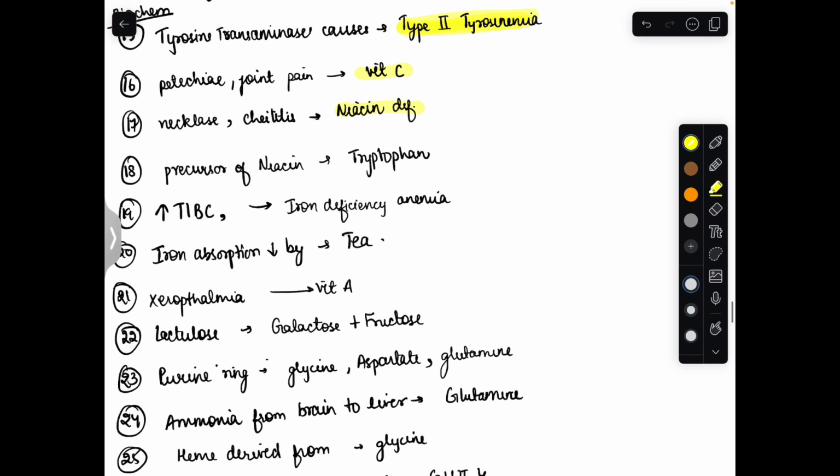Now, for the 16th question, petechiae and joint pain mean vitamin C, and the necklace means niacin deficiency. For the 18th question, the precursor for niacin is tryptophan. We already know this, we have marked it 100 times in our GTs and questions.